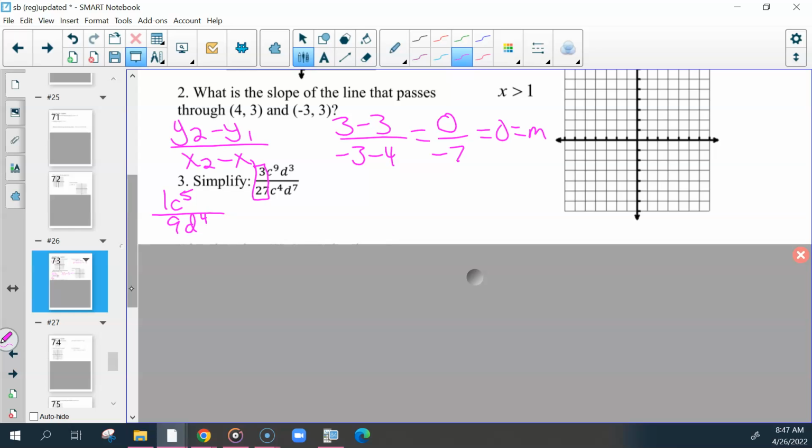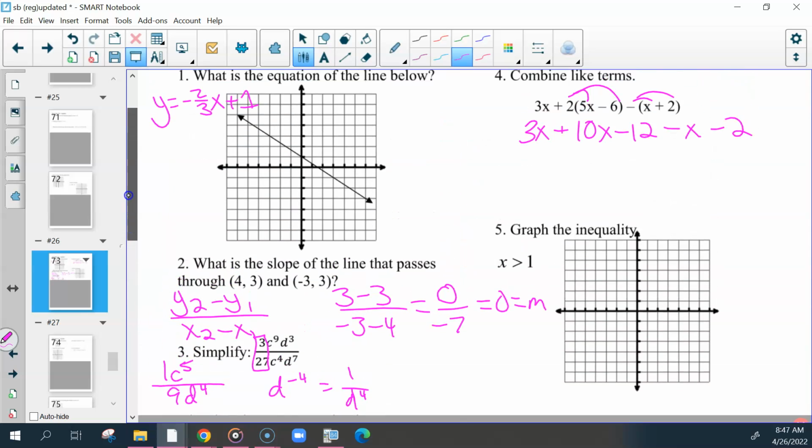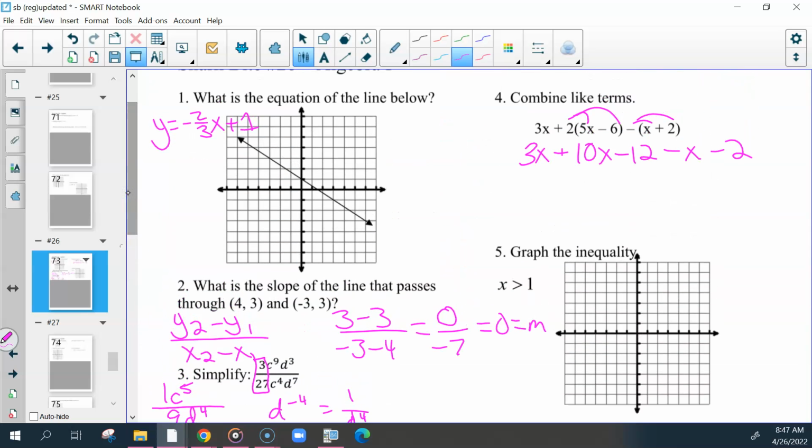We're subtracting here, so this would be d to the negative 4, but then if we rewrite that, that would be 1 over d to the 4th. So the d to the 4th would go into the denominator. So if we combine our like terms, 3 plus 10 will give us 13. 13 minus 1 would give us 12. Negative 12 minus 2 would give us negative 14.